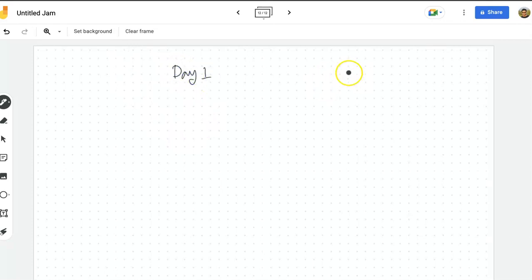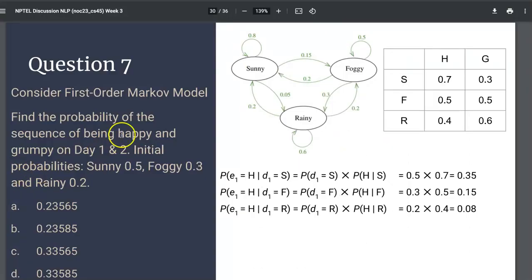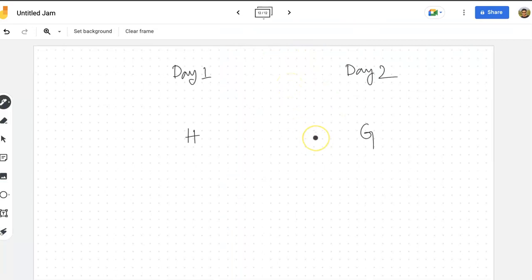There is day 1 and there is day 2, and what they are asking is that on day 1 you will be happy and on day 2 you will be grumpy. This is the thing they want to know. Now this happy thing depends upon the day type. It can be a sunny day, it can be a rainy day, it can be a foggy day.